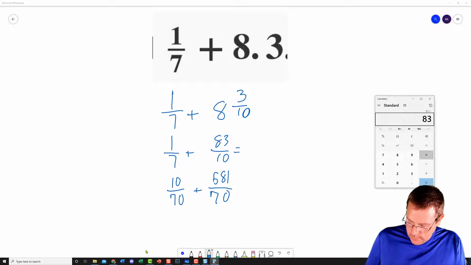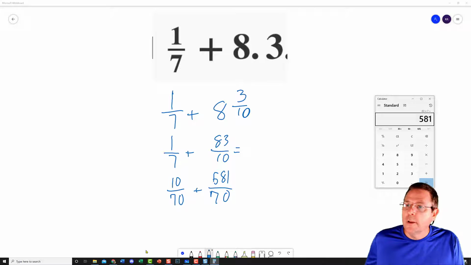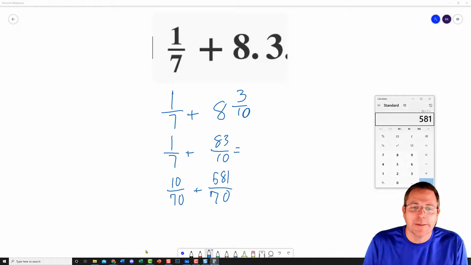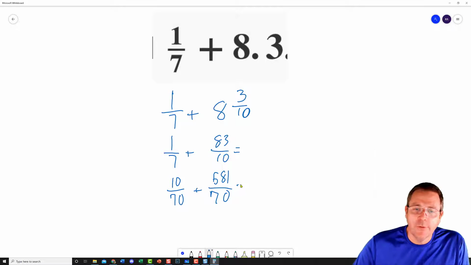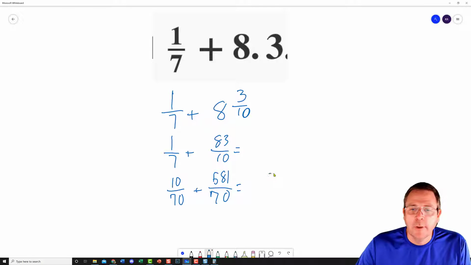83 times 7 equals, hey, I'm good. What can I say? Now we're going to take and add those two numbers together. That is, of course, going to end up giving us 591/70, which we're going to have to simplify.